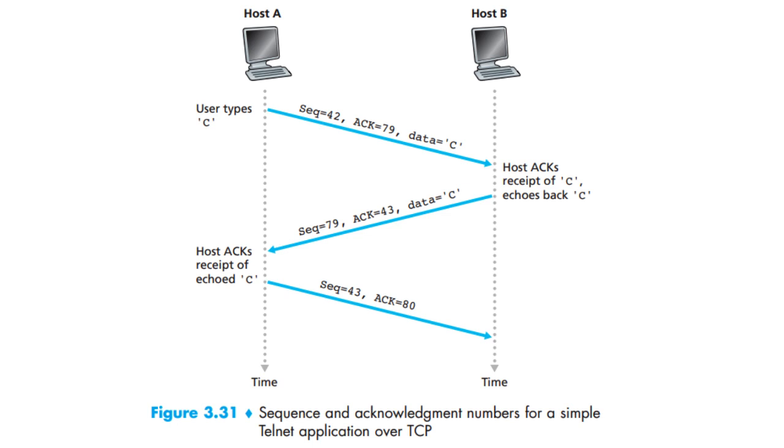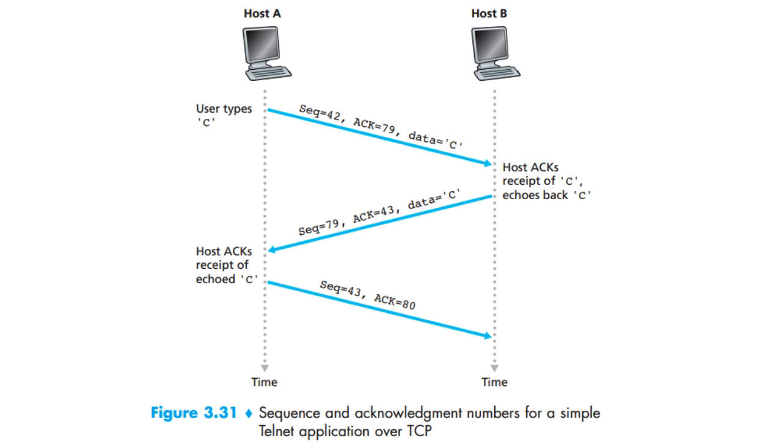Now suppose the user types a single character, the letter C, and then grabs a coffee. Let's examine the TCP segments that are sent between the client and server. As shown in Figure 3.31, suppose the starting sequence numbers are 42 and 79 for client and server respectively. Recall that the sequence number of a segment is the sequence number of the first byte in the data field. Thus, the first segment sent from the client will have sequence number 42. The first segment sent from the server will have sequence number 79.